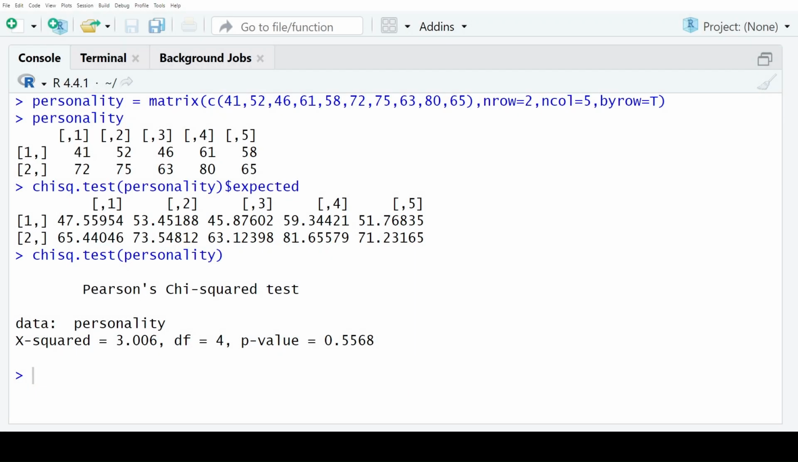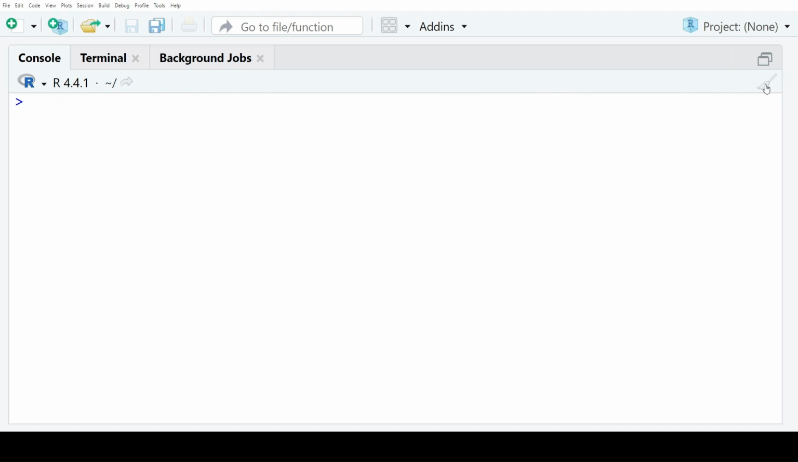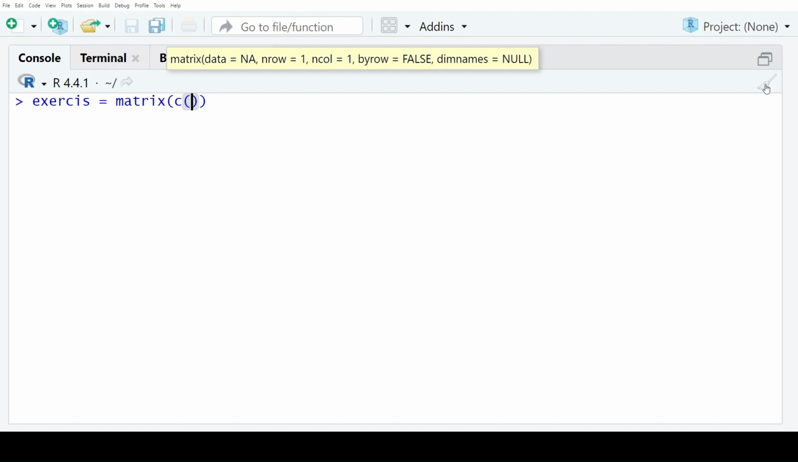Let me go over to R, erase the last problem. This time I'm going to go exercise equals matrix. I need to put my data in first. So collection. Then I'm going left to right again.